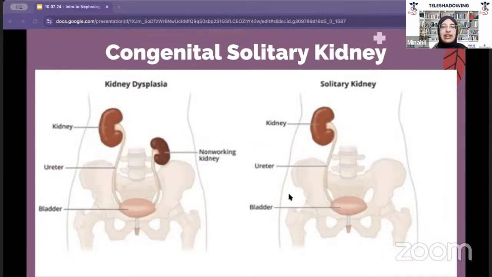So while it does sound concerning, many people with a congenital solitary kidney can still lead healthy and normal lives. And the body has this incredible ability to adapt, and one functioning kidney can often take over the workload of two. Remember, people donate their kidneys all the time, so that proves that we can live with just one kidney.